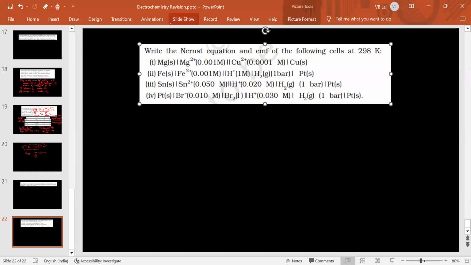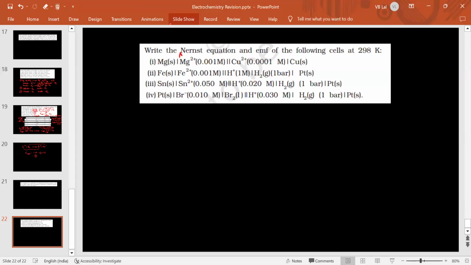So the first one, I will just show the first one. The equation is already given to you. Now this is cell notation, which will, what does it tell you? The left side is the anode and the right side is the cathode. It also tells you that it's not a standard cell because concentration of the electrolyte is not 1 M.